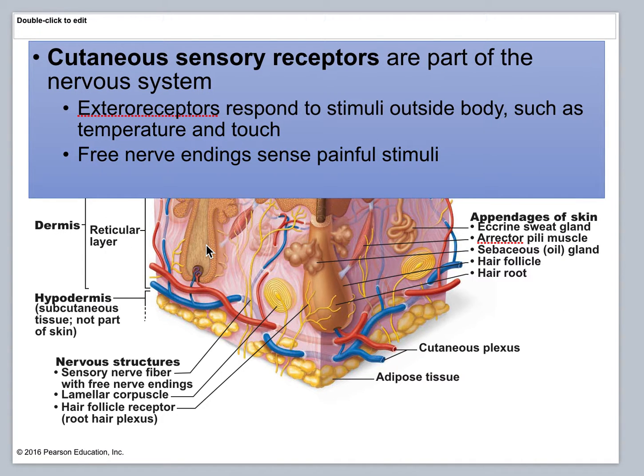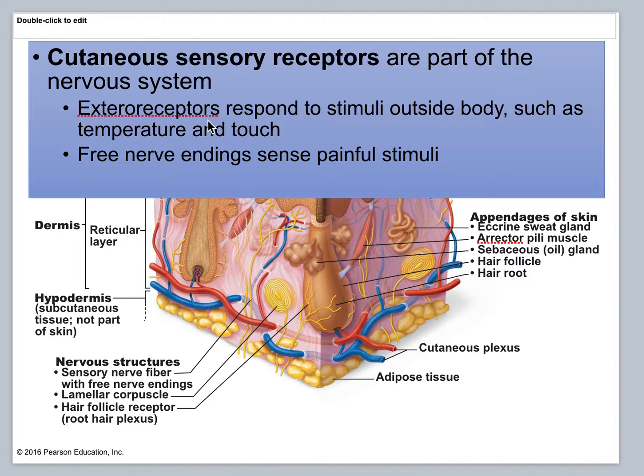The cutaneous nerve receptors are part of the nervous system. These are found inside the skin. So the purpose here is sensory feedback. An exteroreceptor is basically a receptor that detects sensations from outside the body. So this would detect things like temperature and touch. So if you touch something that's cold or hot, these are transmitted through exteroreceptors.